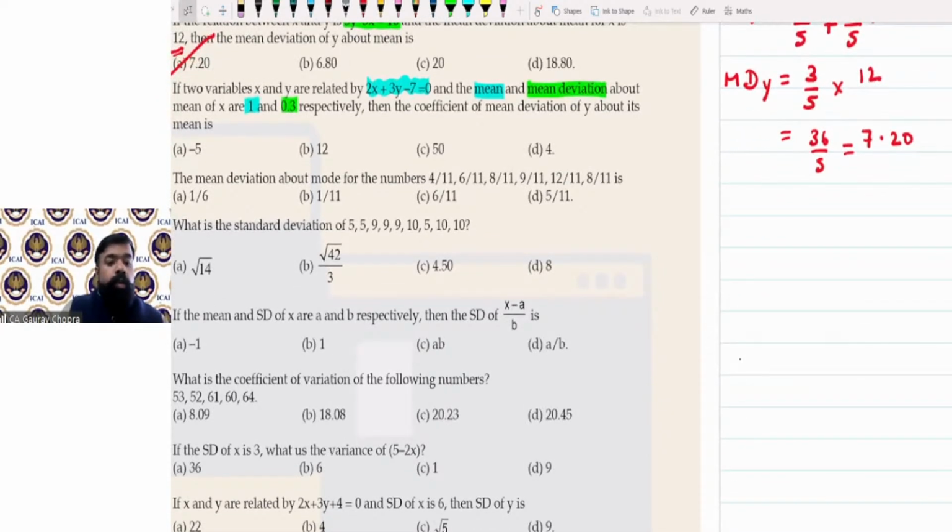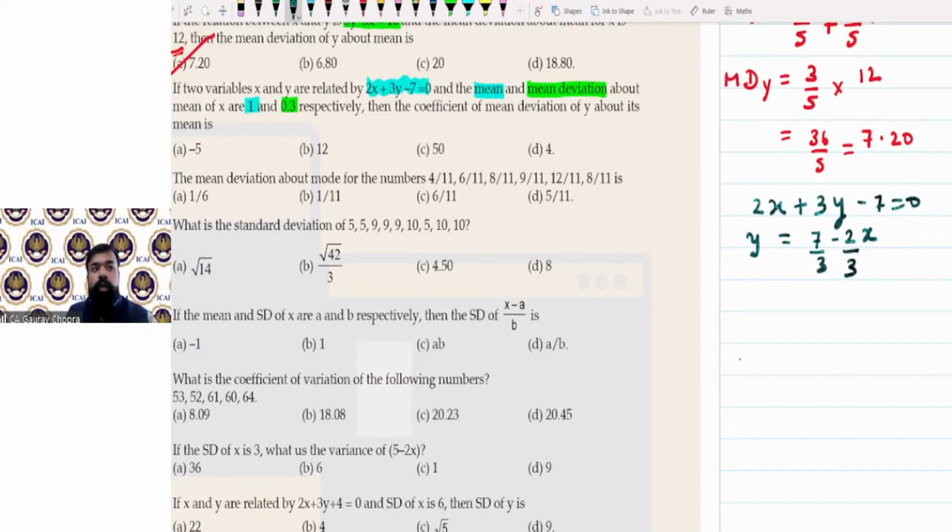So let's calculate this. What is the requirement? First of all, you have to arrange the equation. So 2x plus 3y minus 7 is equal to 0. Accordingly, the equation will be y equal to (7 minus 2x) upon 3.